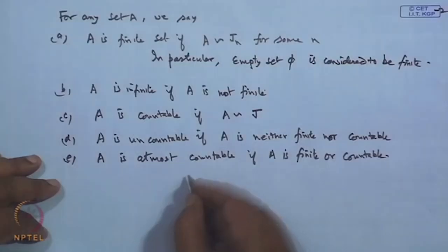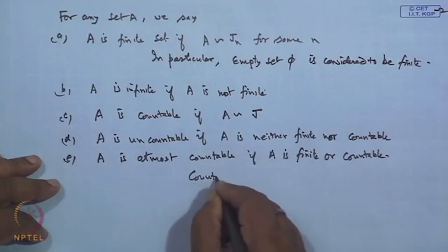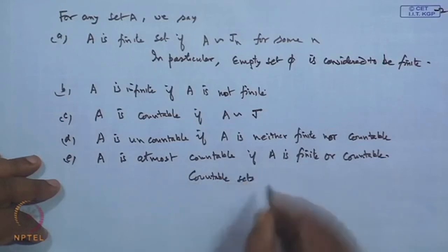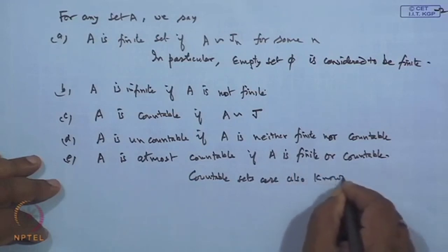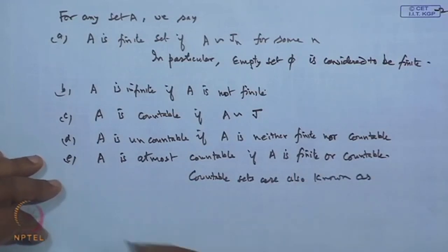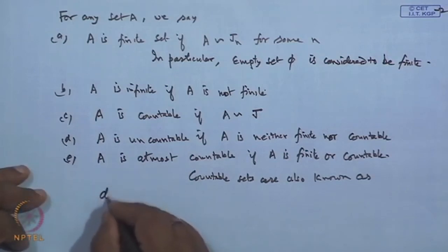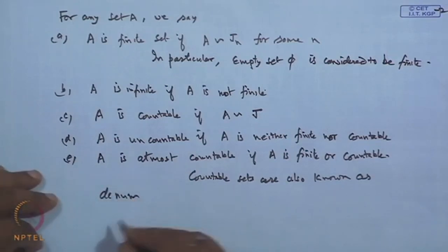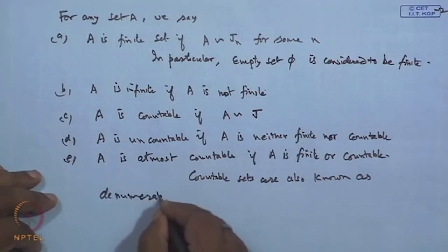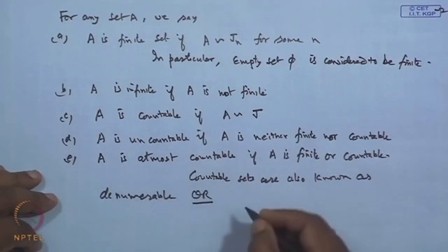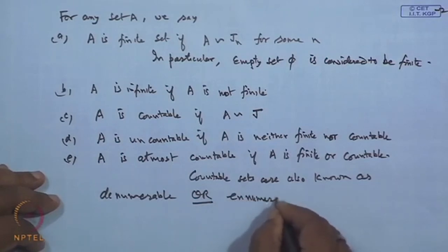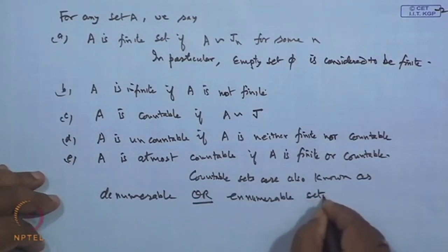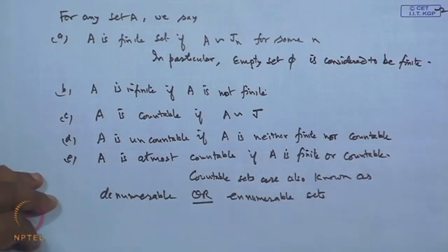Countable sets are also known as denumerable or enumerable sets, or numerable sets.